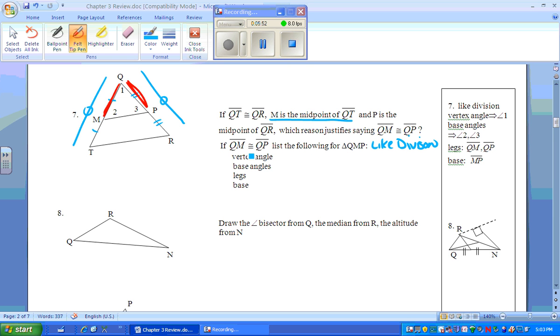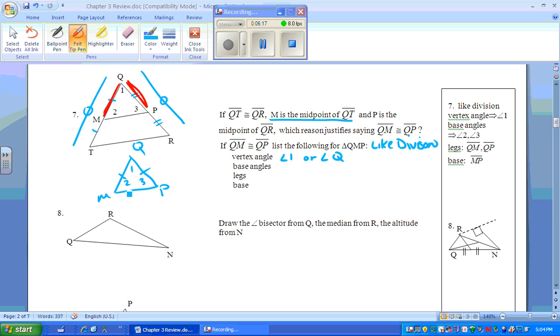The next question says if these two are congruent, so let me redraw this triangle. I got QMP, 1, 2, 3. What is the vertex angle? These two are the congruent pieces. Well, the vertex angle is the angle between the two congruent pieces. So the vertex angle would be angle 1, or naming it, angle Q.